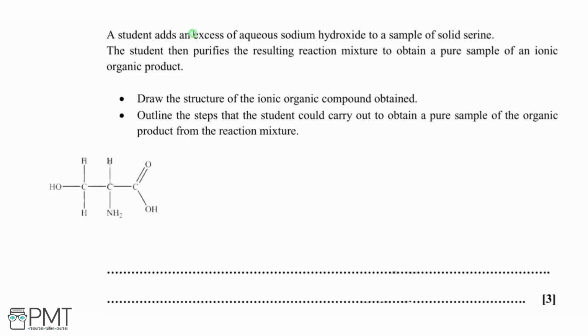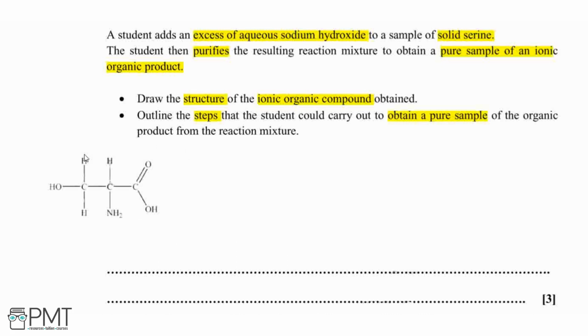A student adds an excess of aqueous sodium hydroxide to a sample of solid serine, the structure shown here below. The student then purifies this resulting reaction mixture to obtain a pure sample of an ionic organic product. So for this question, we need to draw the structure of our ionic organic compound, which we've obtained, and we need to outline the steps that our student could carry out in order to obtain this pure sample of our organic product from the reaction mixture overall.